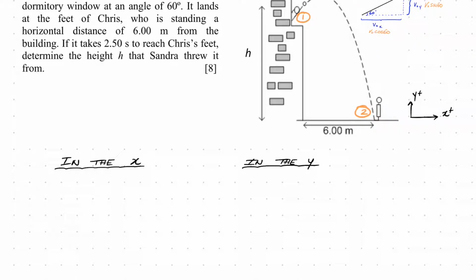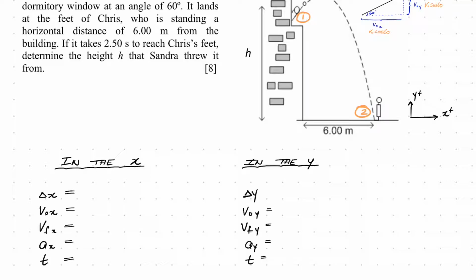Now, projectile motion problems can be treated as two mini problems within the bigger problem, an x problem and a y problem. What I always do to set up a projectile motion problem are two tables labeling displacement, initial velocity, final velocity, acceleration, and time in both the x and the y directions. Once I've set up my two tables, I can begin filling them in with the things that we know.